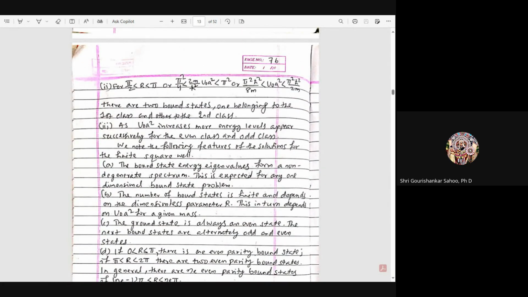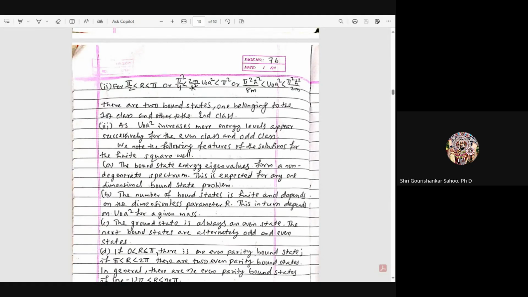So for pi by 2 smaller than r smaller than pi, or pi square by 4 smaller than 2m by h cross square multiplied by u0 a square smaller than pi square, or pi square h cross square by 8m smaller than u0 a square smaller than pi square h cross square by twice m, there are two bound states, one belonging to the first class and the other to the second class. And as u0 a square increases, more energy levels appear successively for the even class and odd class.